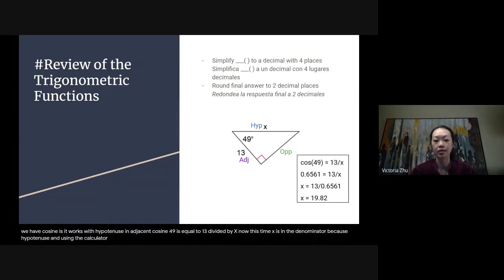And using the calculator, cosine 49 gives us about 0.6561. And if we continue to solve, remember, when x is in the denominator, we have to switch with the decimal. So x is 13 divided by 0.6561, and we get about 19.82 for our hypotenuse x. Again, checking here, we can see that 13 divided by 19.82 is about 0.656, which is close to where our cosine 49 is. Hopefully this rings some bells from before, and now we are ready to continue.